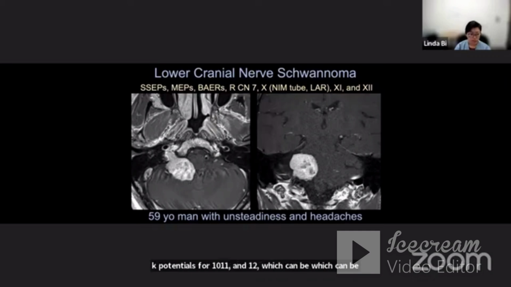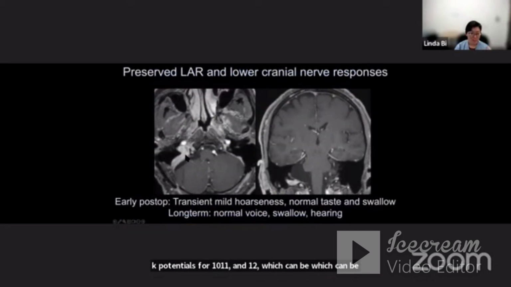And so in this case, with a dominant sigmoid sinus and jugular bulb on the operative side, there's a small sliver of residual within the depth of the jugular foramen that I left to preserve all of his cranial nerve functions. He had mild hoarseness in the first month or two post-op, but normal taste and normal swallow. And by 3 months and subsequently post-op, he had completely normal voice, swallow, hearing, face, and all other nerve function. So it's an example of having preserved function, being able to guide when to stop in these cases with a presumed benign pathology.